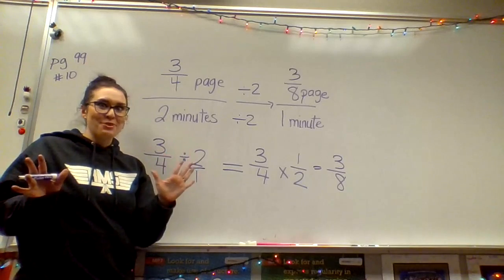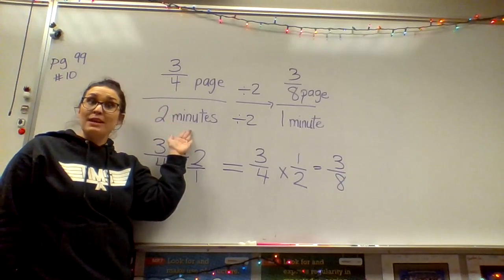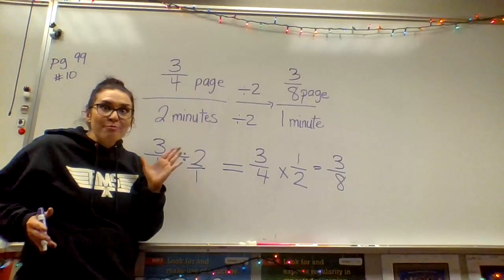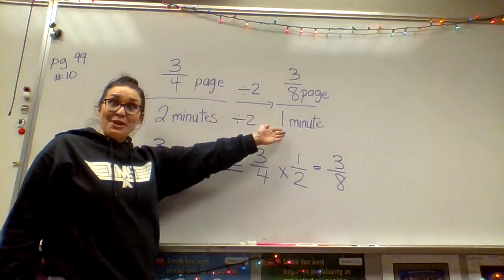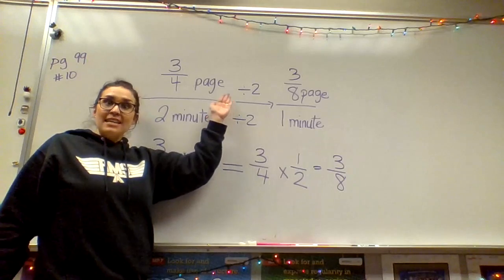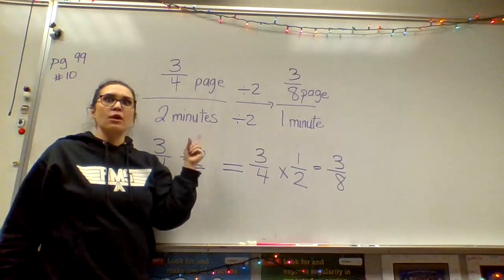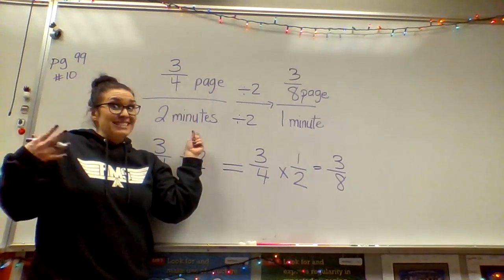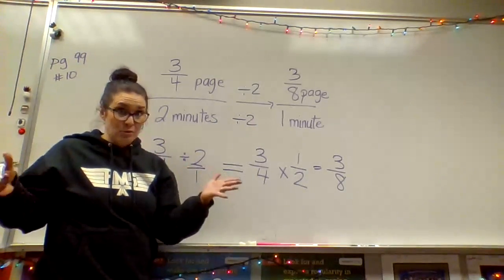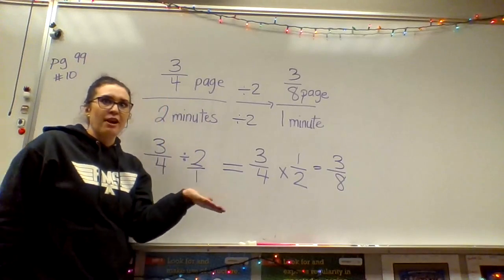All right, so let's just kind of review what we just did. So I started out with 3/4 of a page that took me 2 minutes to read. We want to keep that same rate, right? That same movement that I'm doing. And I want to know, well, how much can I read in just 1 minute? So what we did, my friends, is we took the number of pages and we divided it by 2 because we took the number of minutes, that time, and we also divided it by 2 so that we were able to get a unit rate, which means that we're comparing it to one unit of something, correct?